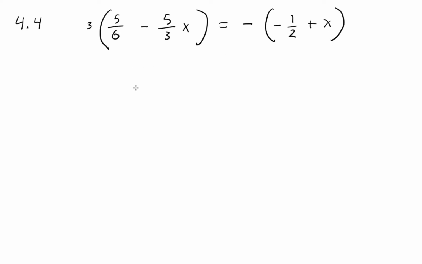All right, so first let's do our distribution. Let's get rid of these parentheses. So 3 times, whenever you have a whole number, remember we just put it over 1. Now it becomes a fraction times a fraction. Easier to do. So 3 times 5, that's going to be 15 over 6 minus 15 over 3x equals, now this is, put your 1 here, right, over 1. Negative 1 times negative 1/2, that's going to be a positive 1/2, right? And a negative 1 times x is going to be a negative x.